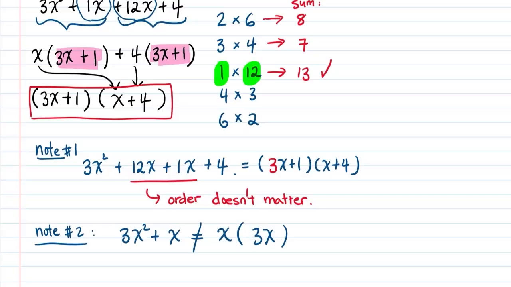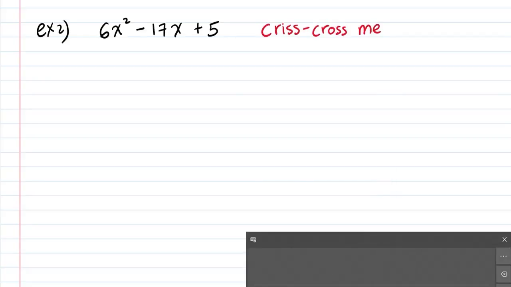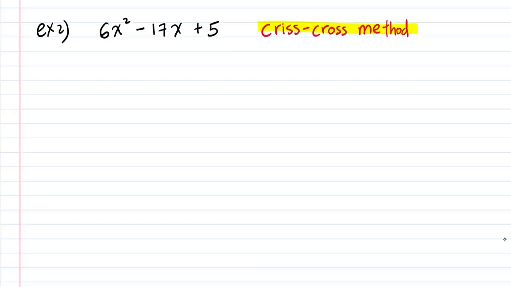Okay, so let's try the second method. I'll start it on a new page. Example 2: let's do 6x squared minus 17x plus 5. This time we're going to use the method called the criss-cross method. This is actually a quicker way to do the factoring.